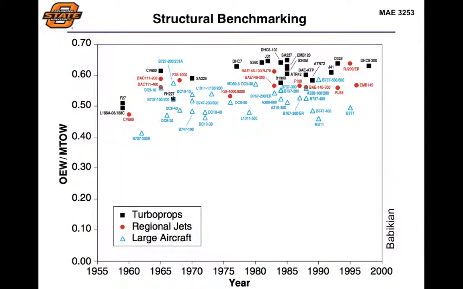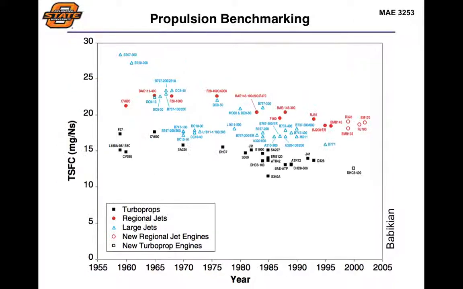Same thing for structural efficiency. This is operational empty weight over maximum takeoff weight. Again, you can see kind of an average around 0.6 or so, with some clear delineation between the different types of aircraft that we have. Turboprops obviously being a little bit heavier than our other aircraft.